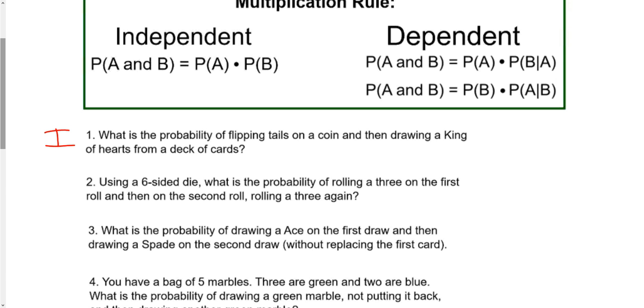So we want to find the probability of flipping tails on a coin. So we want to do probability of tails. And then the probability of drawing a king. So we saw the keyword and, or and then. So that's what tells me I've got to multiply. What's the probability of flipping tails? Is it 1 out of 2? Okay. Probability of selecting a king? 4 out of 52. So in the calculator, you just multiply those together. I think it ends up being like 1 out of 26.